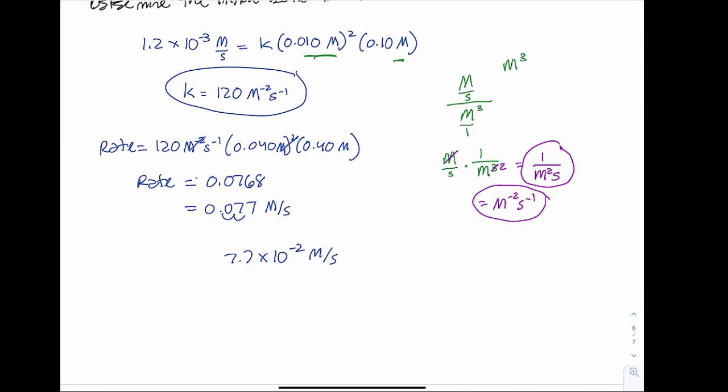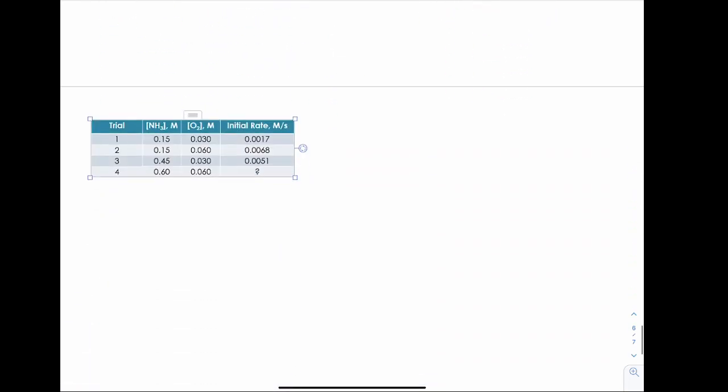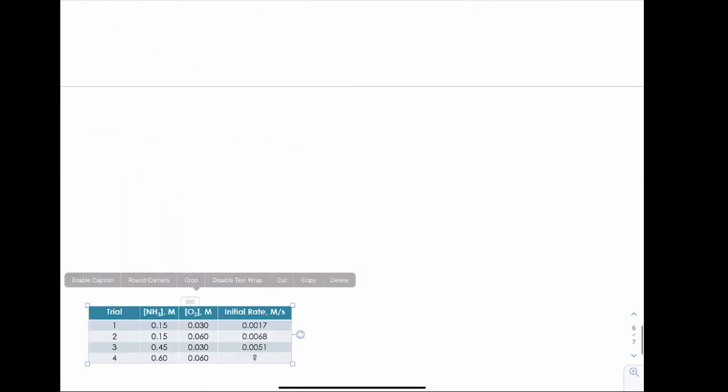One more example for us. So this table, I'm going to move this down and write the problem first.